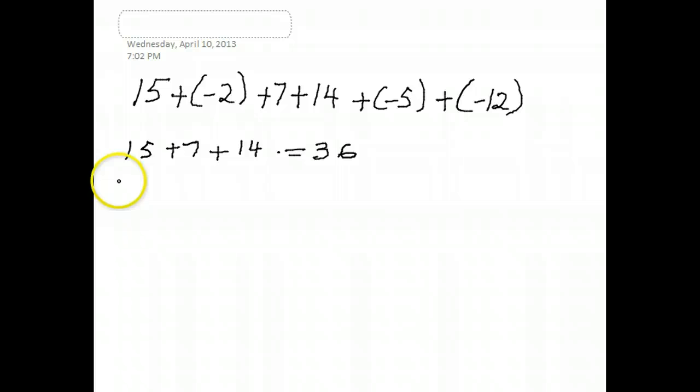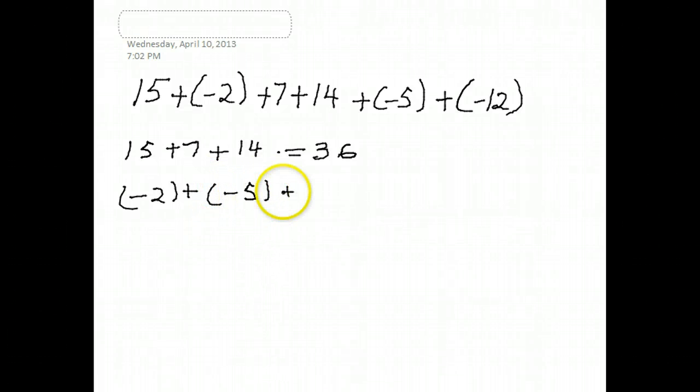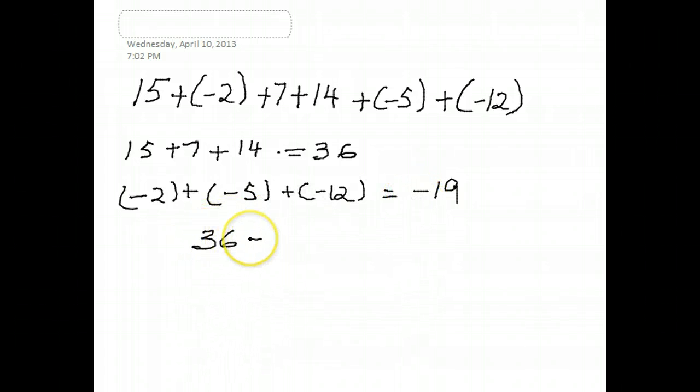And my negative numbers would be negative 2 plus negative 5 plus negative 12. And 2 and 5 is 7, and 12 is 19, therefore it's negative 19. So now I'm just left with a simple calculation of 36 minus 19, which is equal to 17. Okay?